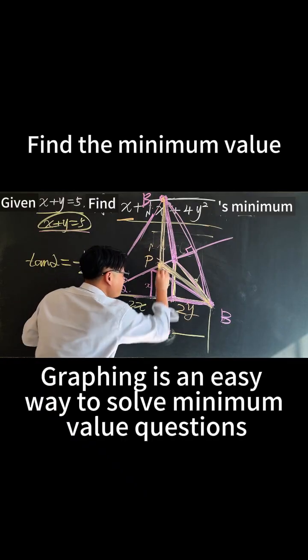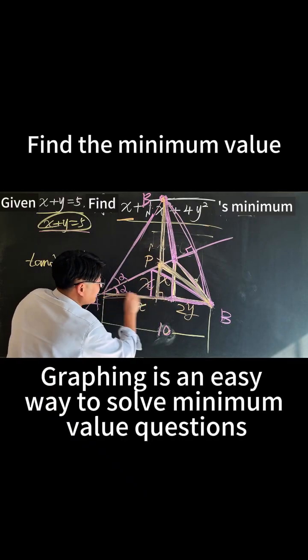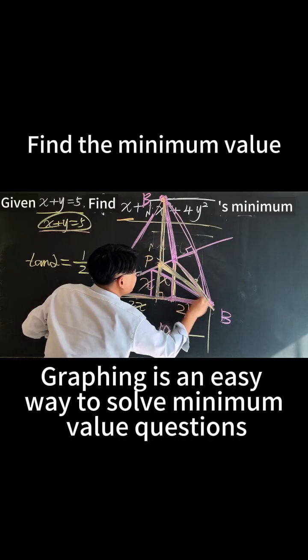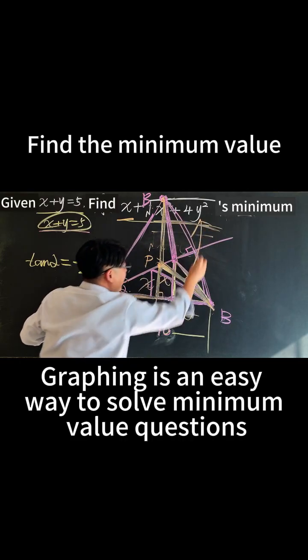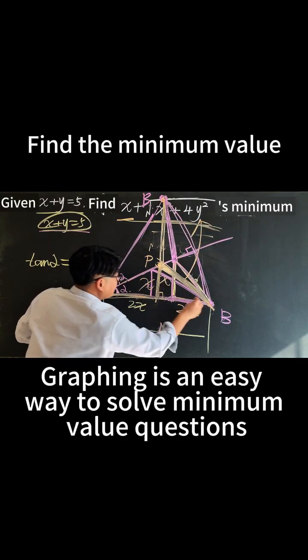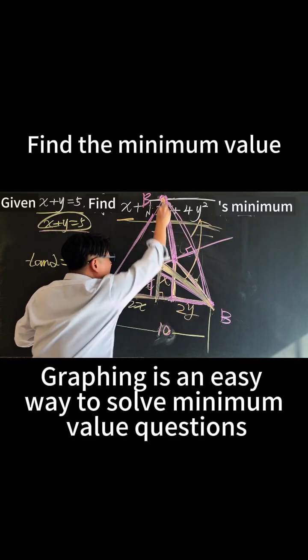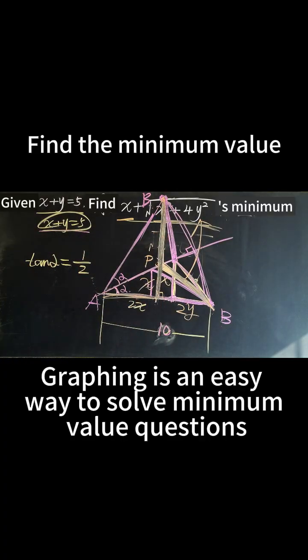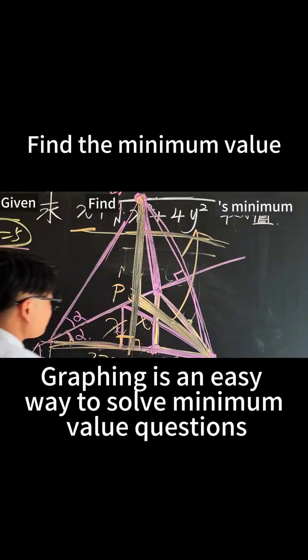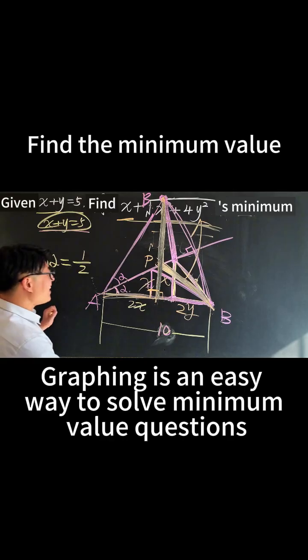In other words, this is x and this is 2x. Isn't this diagonal line it? So the minimum value of this line plus this line is just this. Now, how do we find this length? This is a perpendicular line. How do we calculate it? What method can we use to make it clever? We can do it like this.